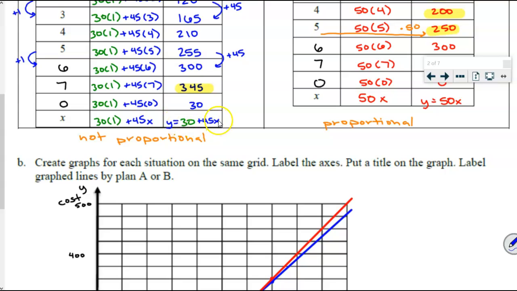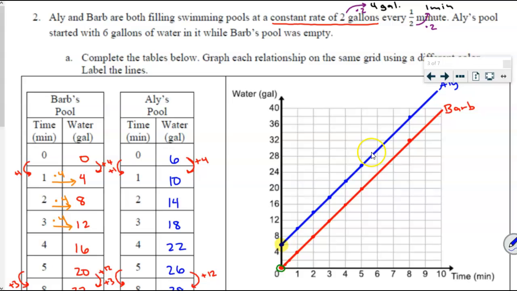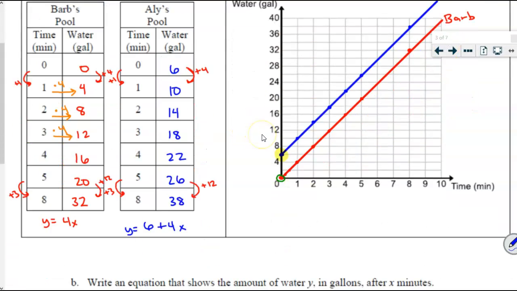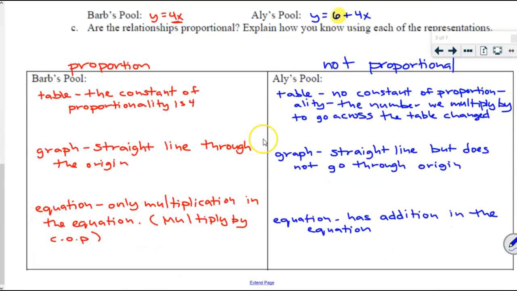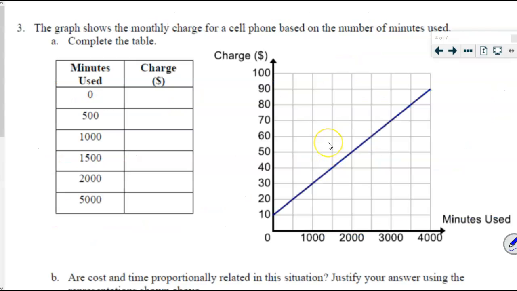And here we're seeing we still are multiplying by x, but we've got this extra piece here, this addition. We saw another side-by-side comparison of proportional and non-proportional, and again seeing those same characteristics. We were able to really summarize all the things that we see when we're looking for proportions, no matter what that representation is, and how to identify if it's not proportional, no matter what representation we're given. So with that in mind, we're going to practice this a little bit more.